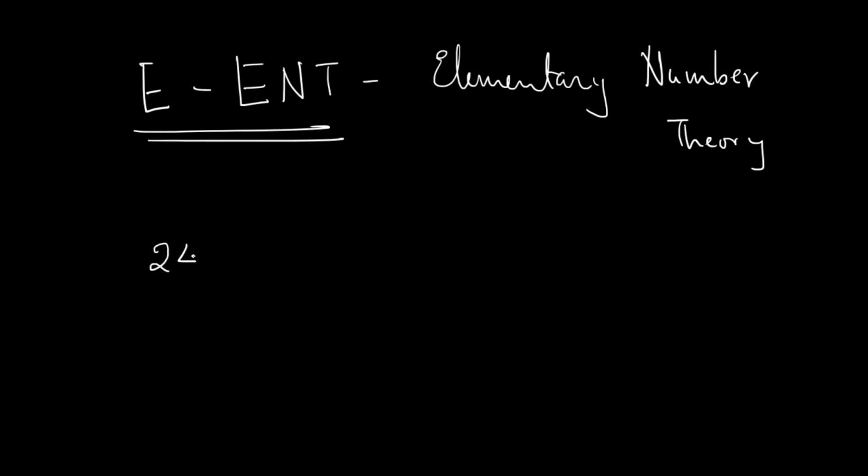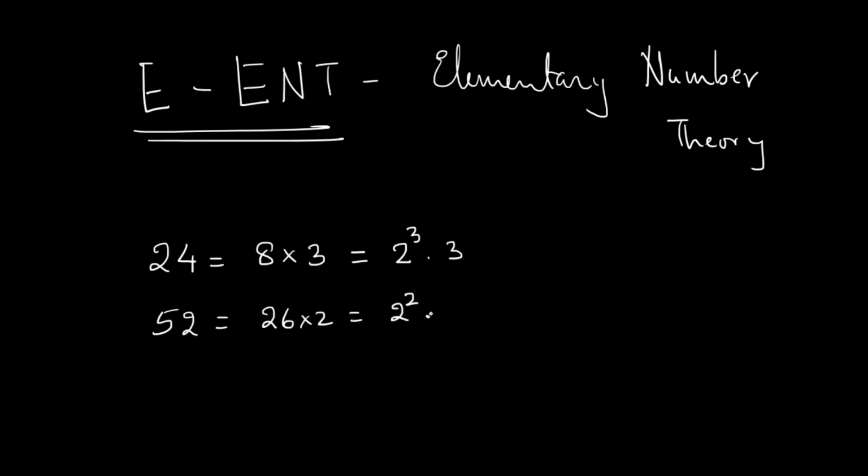For example, you take any number and you can break it down till you're left with only primes. For example, 24 can be written as 2 cube into 3. Let's take another example, maybe 52, and this can be written as 26 into 2, and this is 2 square into 13, which is a prime. 100, of course, very popular, 2 square into 5 square. Let's take another example, maybe 360.